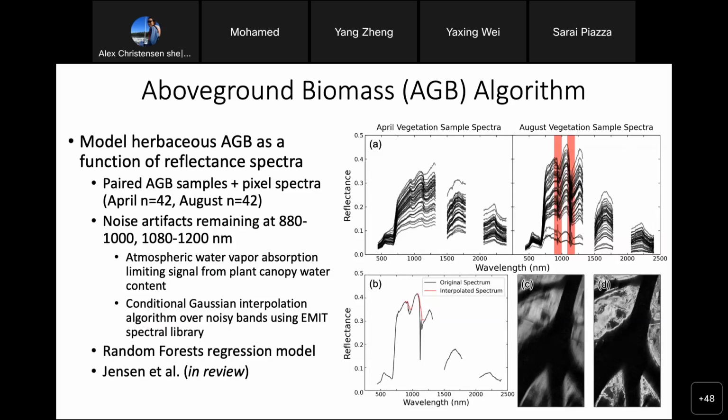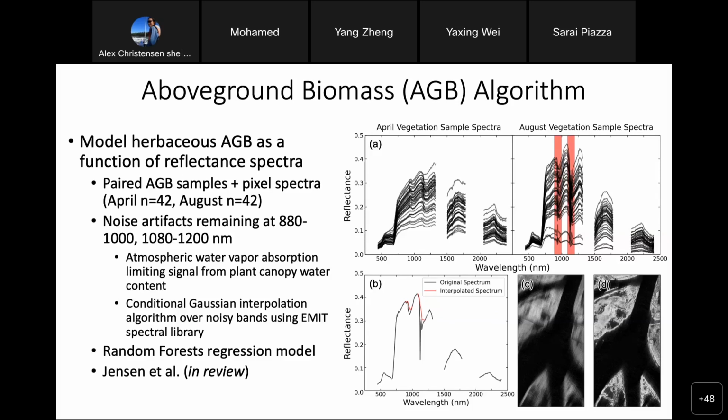So moving on from the vegetation type map into our above ground biomass products, we use these same spectra coincident with the vegetation survey that the FIU folks did to model herbaceous above ground biomass as a function of those reflecting spectra. That's across the spring samples as well as the August samples. So there's 42 vegetation spectra pairs in each of those collections.